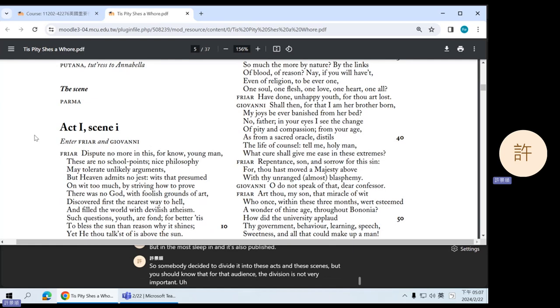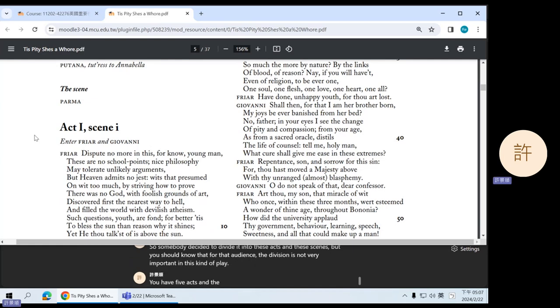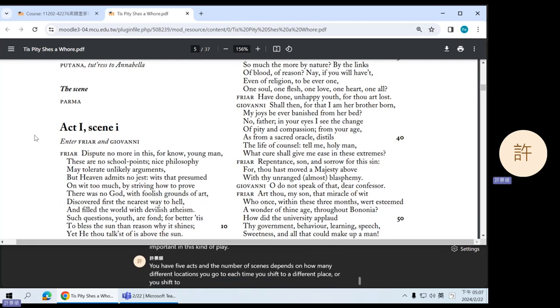In this kind of play, you have five acts. And the number of scenes depends on how many different locations you go to. Each time you shift to a different place or you shift to a different group of people, it's a new scene.